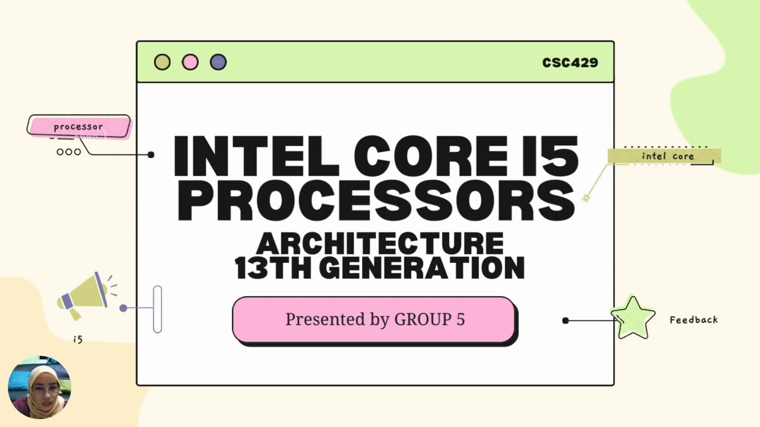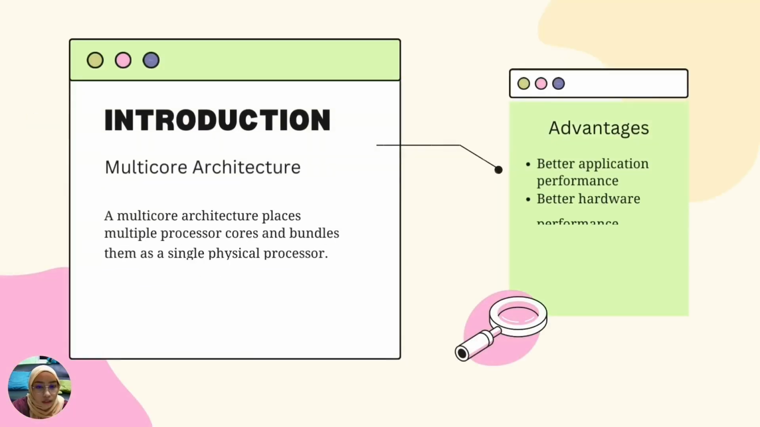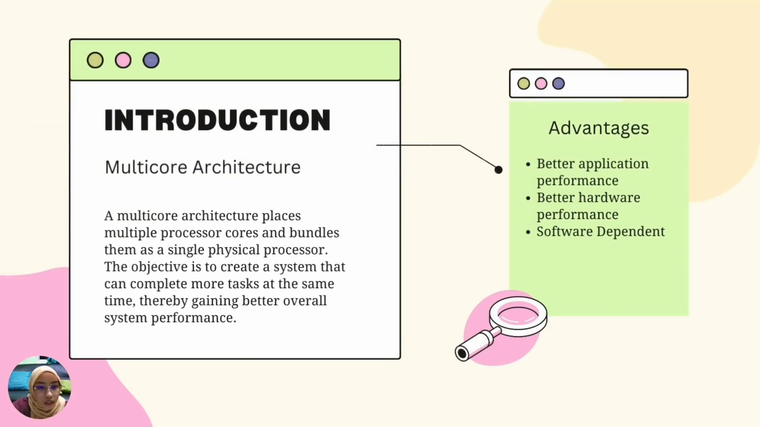Okay, before I tell about this, I will explain about multi-core architecture. A multi-core architecture places multiple processor cores and bundles them as a single physical processor. The objective is to create a system that can complete more tasks at the same time, thereby gaining better overall system performance. There are advantages for multi-core architecture. First, better application performance. Second, better hardware performance. And last is software dependent.